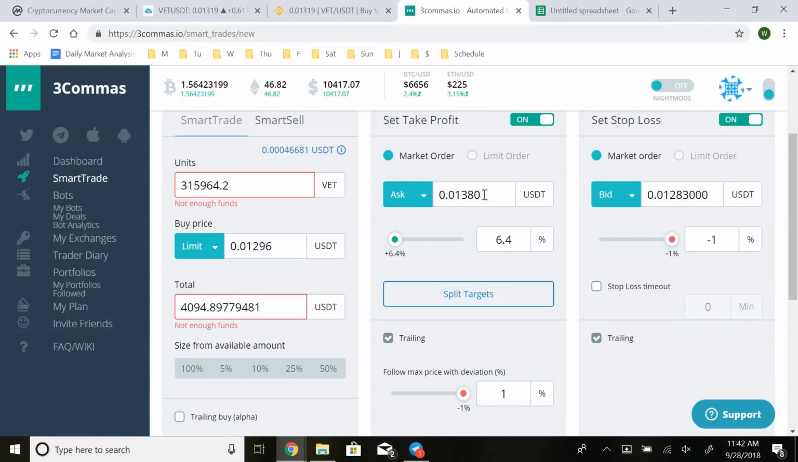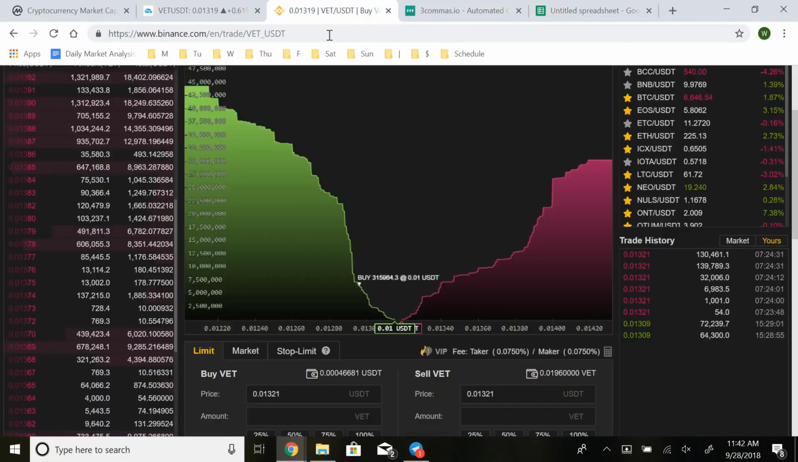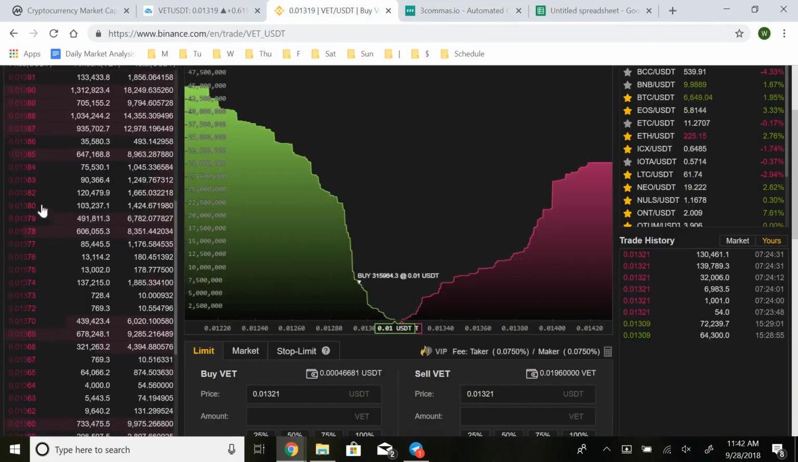So what that means is I set my limit order to sell at 1380 at a 6.4% profit. Now what this is going to do is once it gets to 1380, it'll make a line at 1380, and if the price continues to rise, the sell order will follow the price of the asset and will basically close.